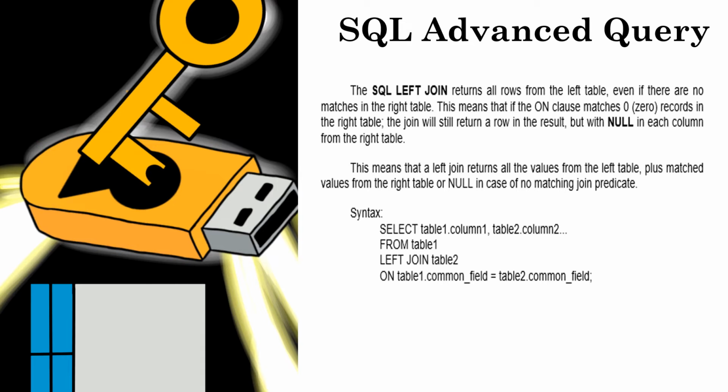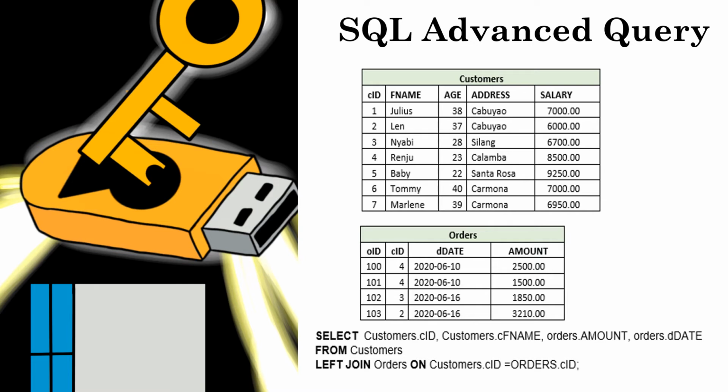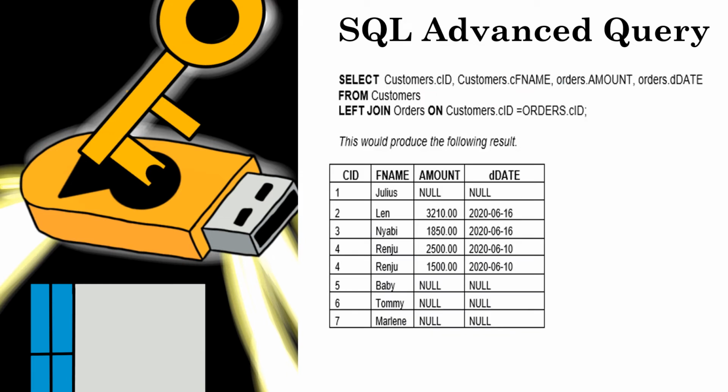So for the syntax, we have select table 1 dot column 1, comma, table 2 dot another column, from table 1 left join table 2 on table 1 dot common field is equal to table 2 dot common field. So given the customers and orders tables again, and using the left join, we produce this kind of output.